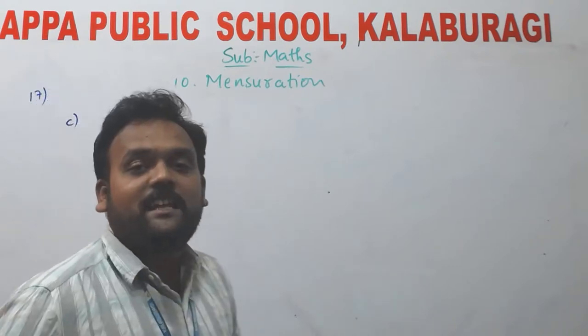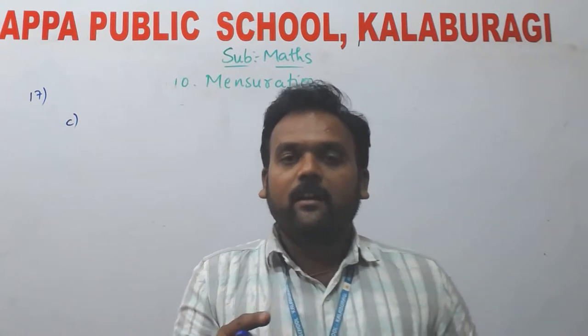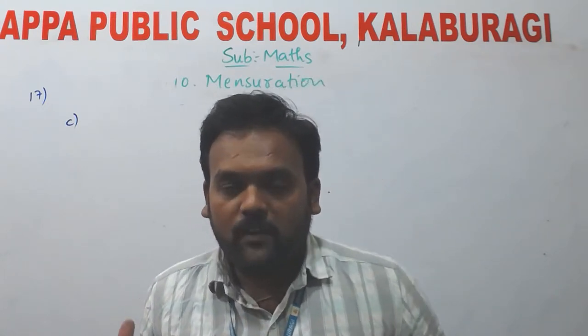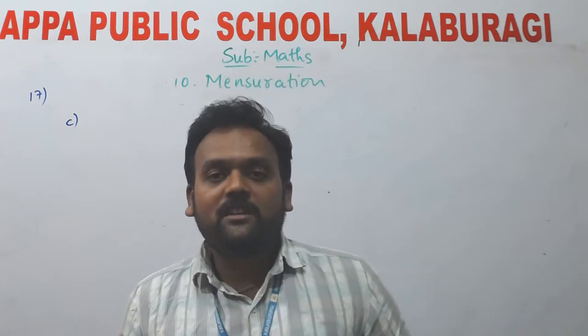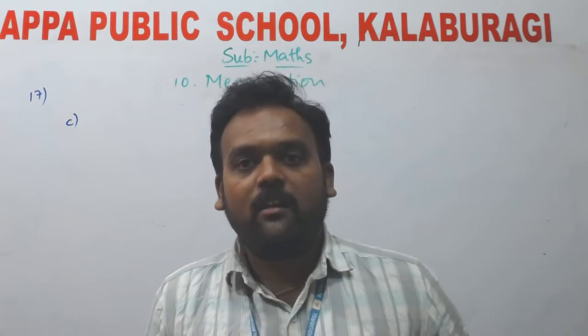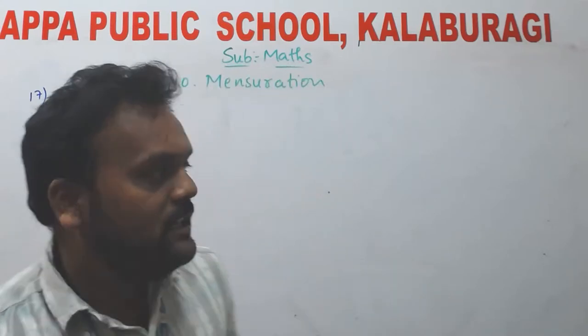Which has greater perimeter, students? See, the first arrangement has the value 6 meter. The second arrangement has the value 10 meter. Which is greater, 6 or 10? Yes, 10. 10 is the correct answer.